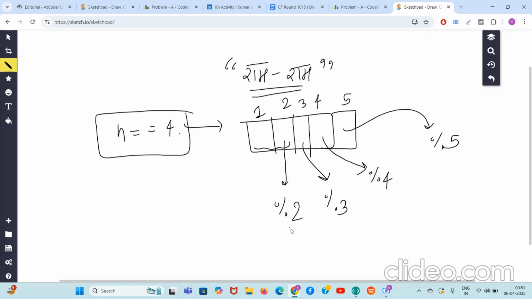And the result of modulo 2 should be one number less, which is 1. Result of modulo 3 should be one number less, which is 2. Result of modulo 4 should be one number less, which is 3. Result of modulo 5 should be one number less, which is 4.